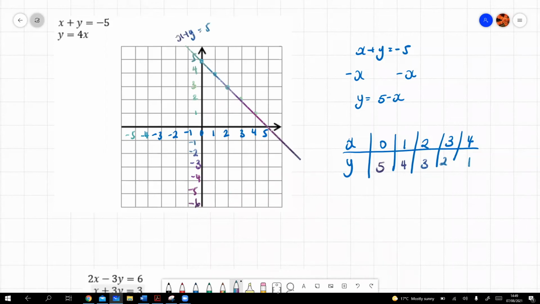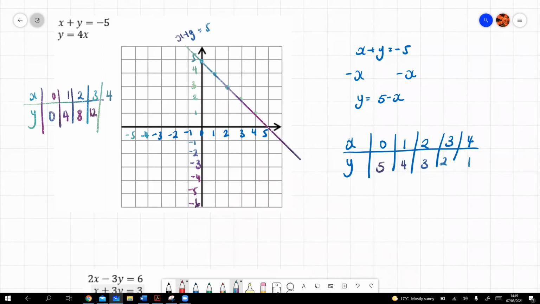Draw the graph of y equals 4x, so x and y: 0, 1, 2, 3, 4. To get y, I've got to times my x by 4. So 0 times 4 is 0, 1 times 4 is 4, 2 times 4 is 8, 3 times 4 is 12. I'm going to leave it as that.